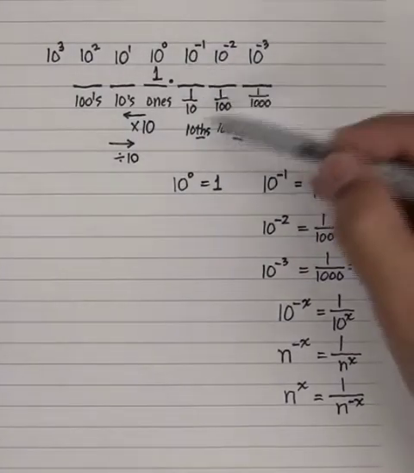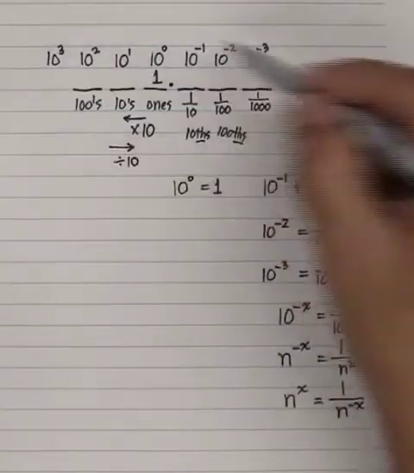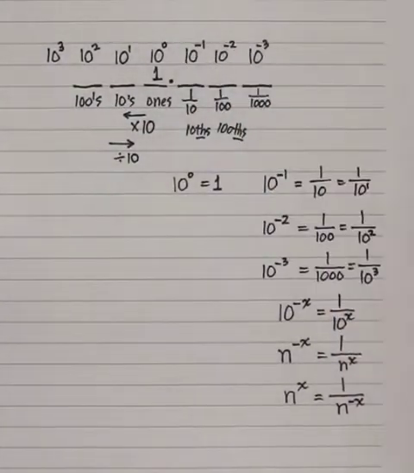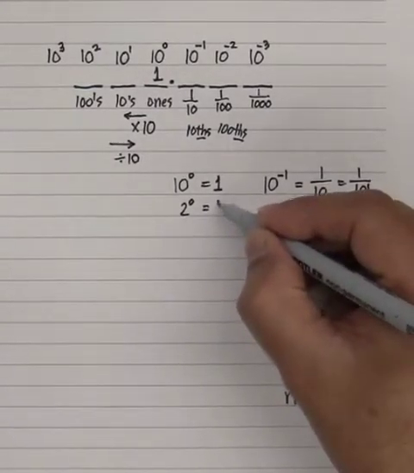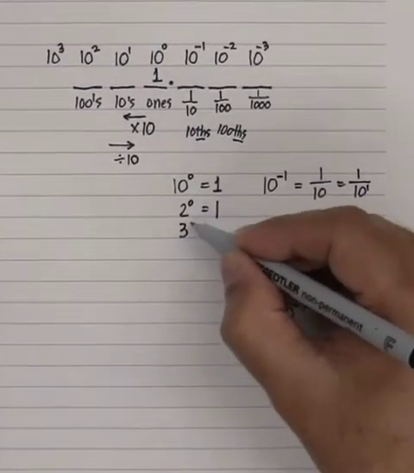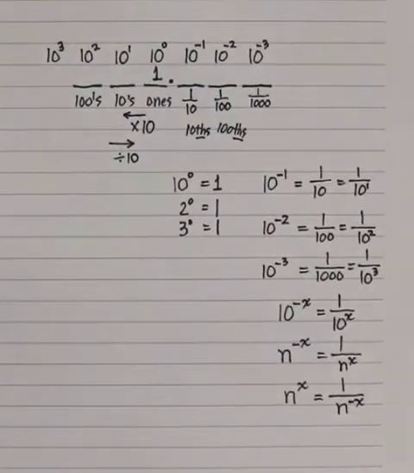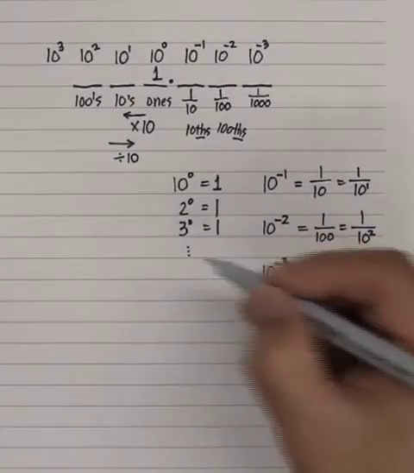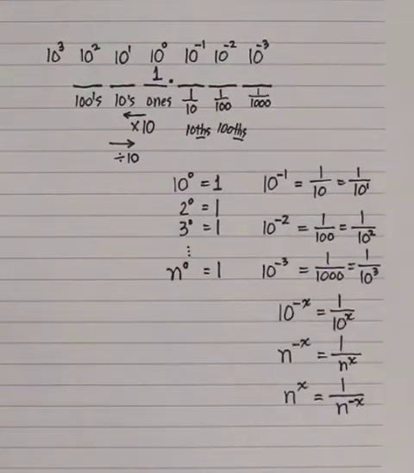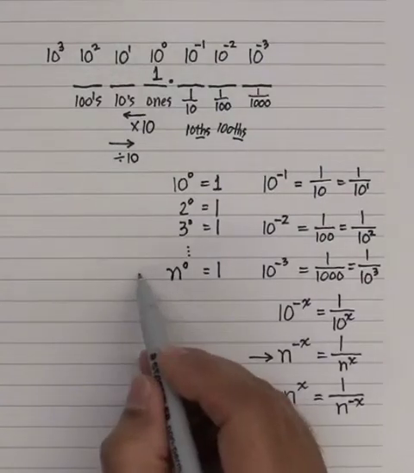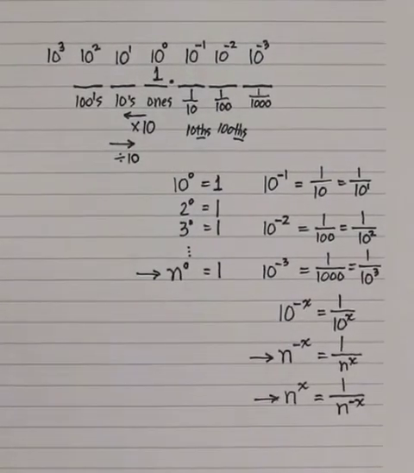If we look at other number systems and we follow this kind of sequence, for example the binary system, we find that 2 to the 0 is also 1. 3 to the 0 is also 1. So from that we can generalize that any number to the 0 power equals 1. So these are very important properties that allow us to solve certain kinds of problems.